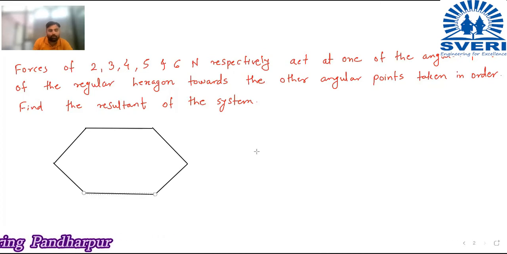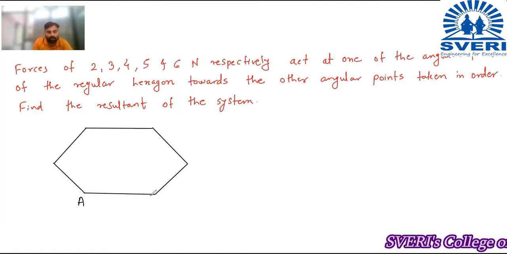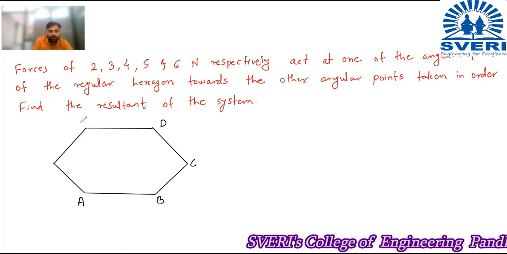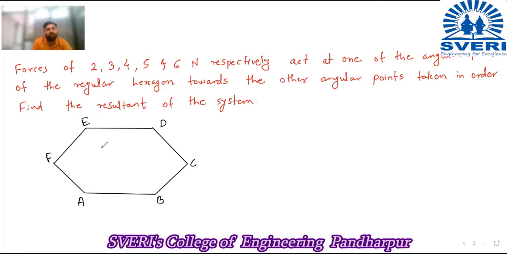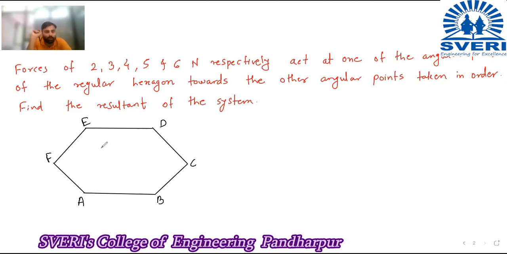So this is the hexagon. Okay. So I will give the name to this hexagon. Suppose now this is point A, this is B, C, D, E and F. These points A, B, C, D, E, F are known as angular points.